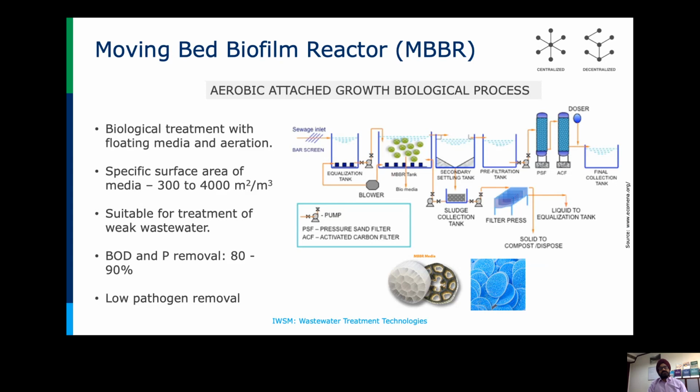Now we come to this attached growth biological process called the moving bed biofilm reactor. The only difference here is these components which are added. These are MBBR media. This media is of different types, and depending upon the surface area, it can be plastic things, or it can be very soft tissues like this which are added, and the surface area of this medium generates the place where the microbes can stick and larger digestion can happen in the treatment process.